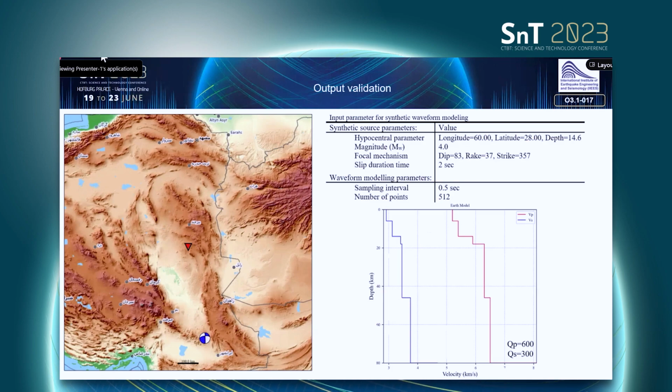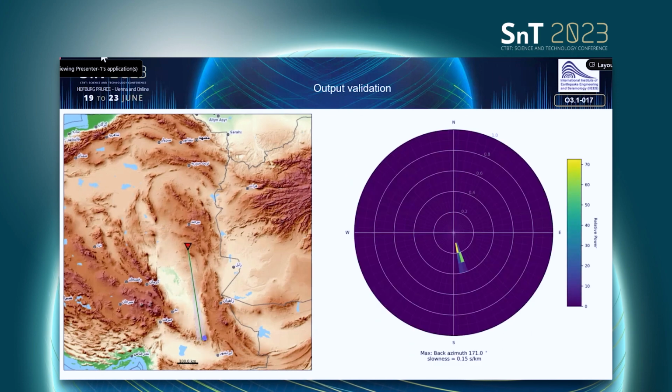And we put the synthetic earthquakes at 450 kilometers away from the location of the suggested array. And we have applied the beamforming on the synthetic records at the optimized array.